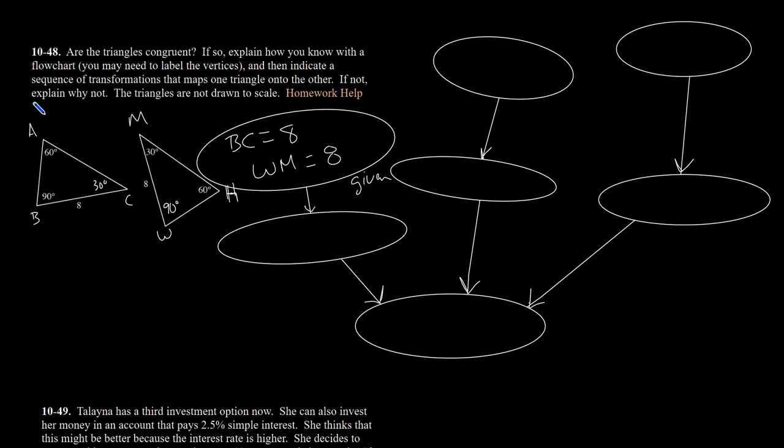Now, because those sides are both 8 units long, I could then say that segment BC is congruent to segment WM. And those are congruent by the definition of congruent segments, right? Definition of congruent segments, which says what? It says two segments are congruent if and only if they're the same length. So we've got segments that are the same length, therefore they're congruent to each other.